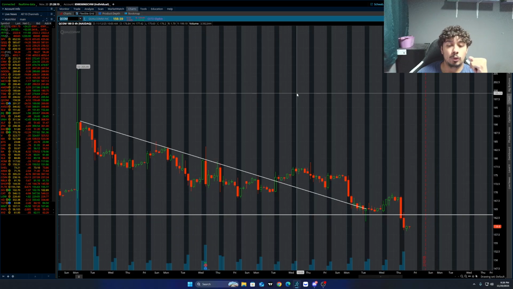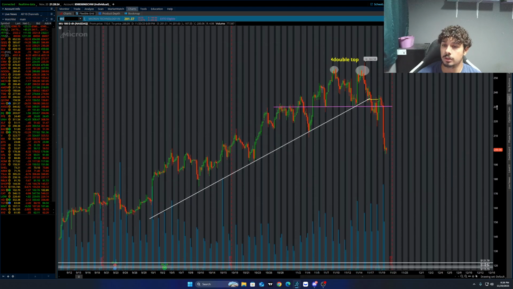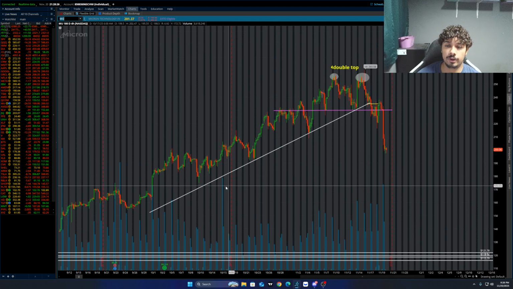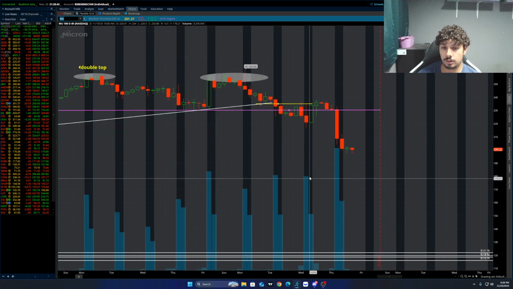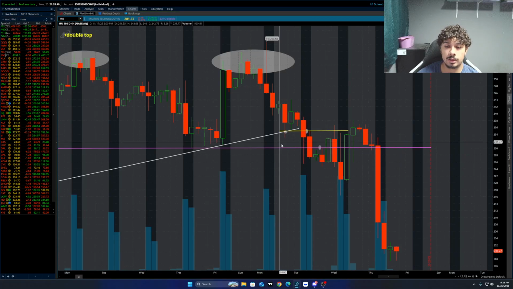Now, for the one that I've been hyping up since the beginning of the video, MU. So, this is how I see it once again, trending upwards. We see a double top form, and then we see it sell off. Here's a bounce level. What happens? It couldn't hold above. It's been fluctuating in between.